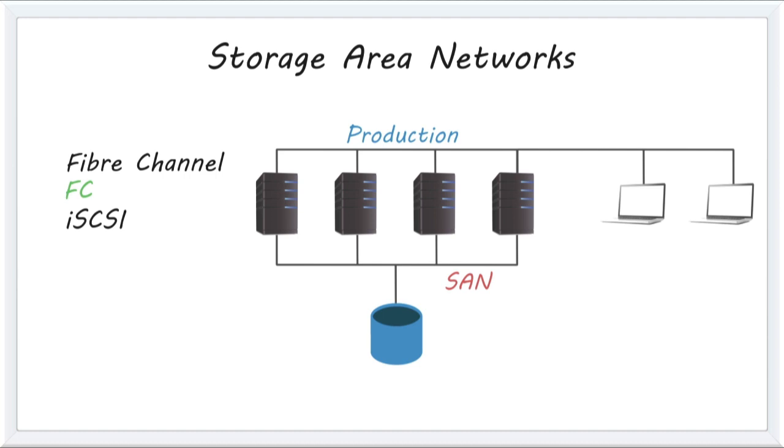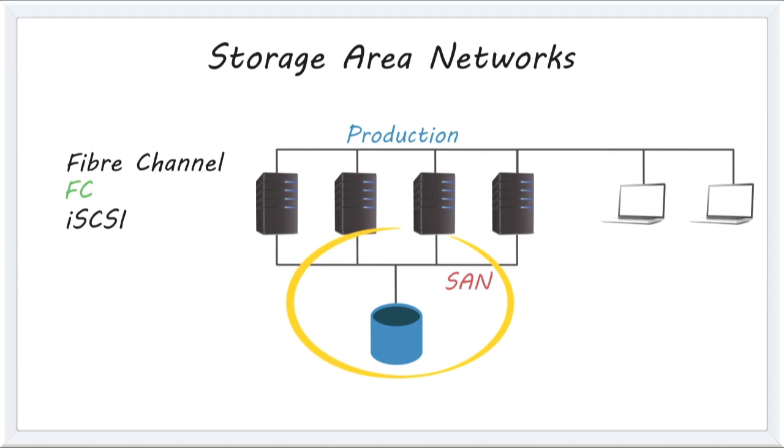We have a production network that connects servers to workstations, and we have a SAN network that connects each of the servers to a shared storage device. The difference really is the type of technology down here used in the SAN fabric that connects the servers to that storage device. The key difference between these two is the fact that Fibre Channel uses Fibre Channel hardware. You have to use Fibre Channel network boards, you have to use Fibre Channel switches, and you have to use Fibre Channel cabling, and it's very, very expensive. I mean, really, really expensive.